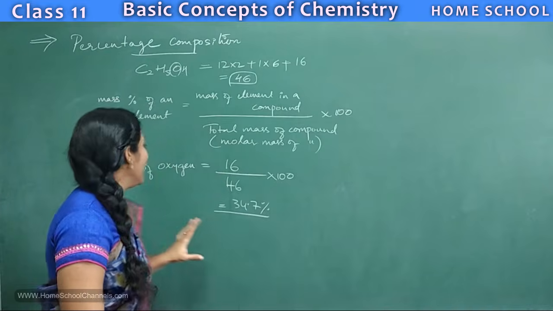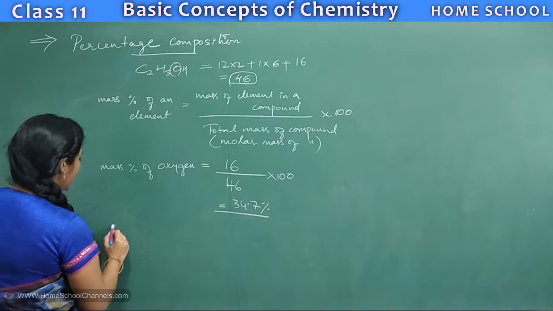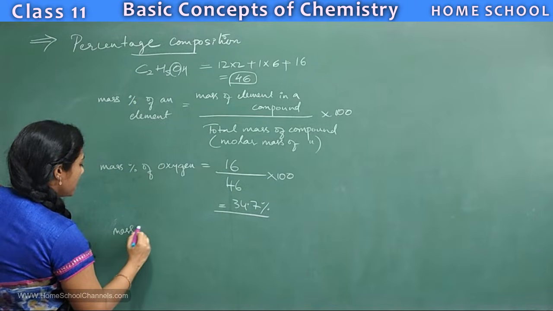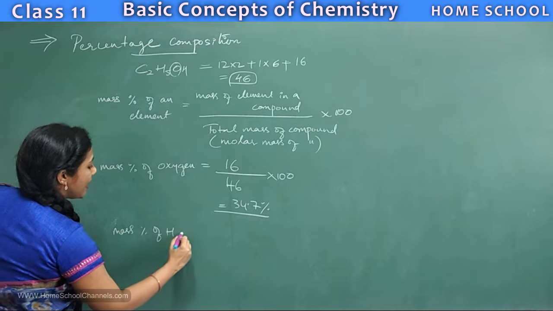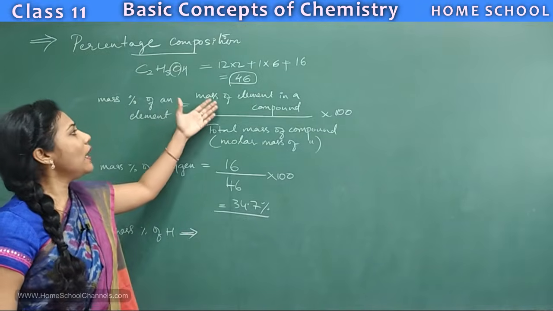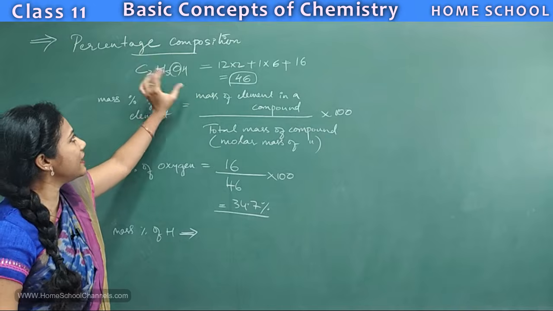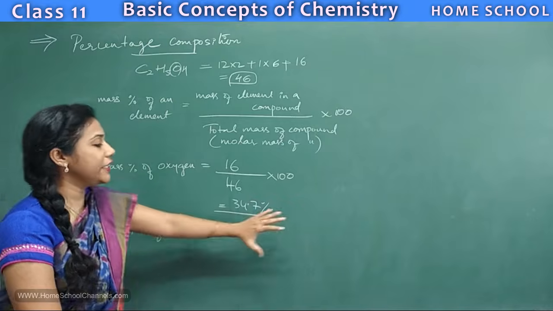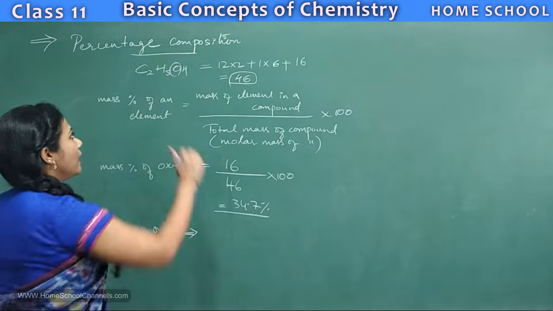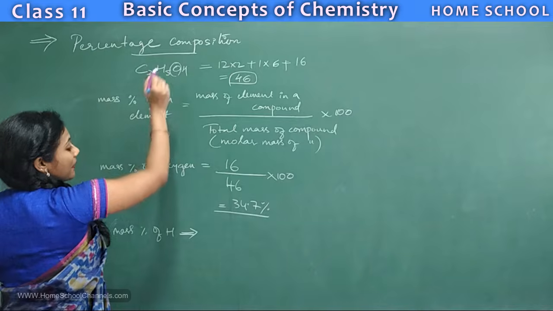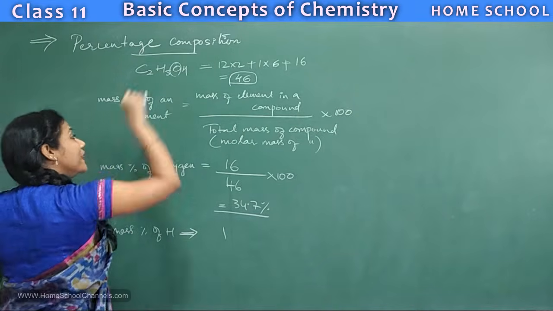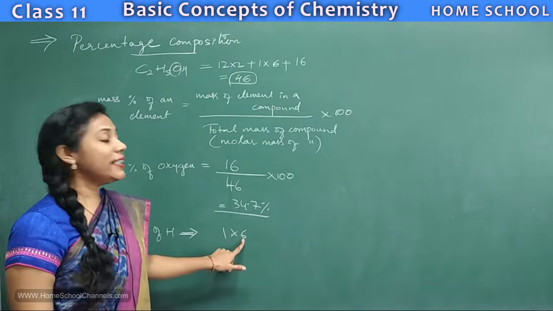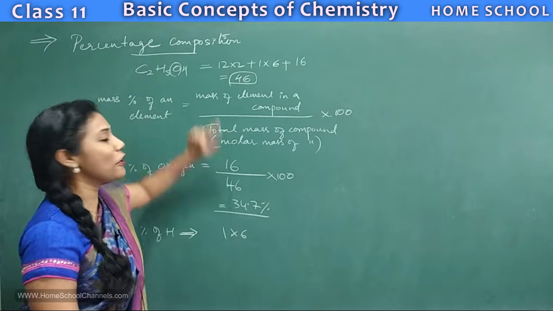Clear, everyone? Fine. So now if I ask you to find the mass percent of hydrogen, say mass percent of hydrogen, when I ask you to calculate, the same formula: mass of hydrogen present in the formula divided by the molar mass of ethyl alcohol into 100 you should do. Say now hydrogen, the atomic mass of hydrogen is 1, but how many hydrogen atoms are there? There are 6 hydrogen atoms. So don't forget to multiply by the number of atoms.